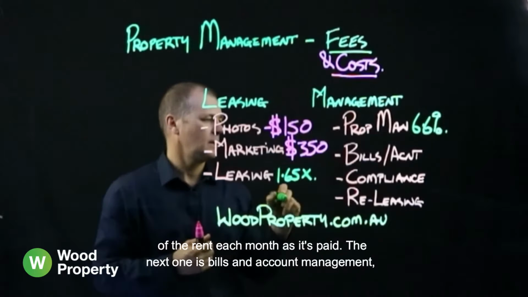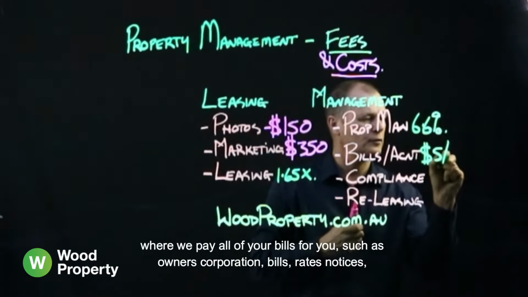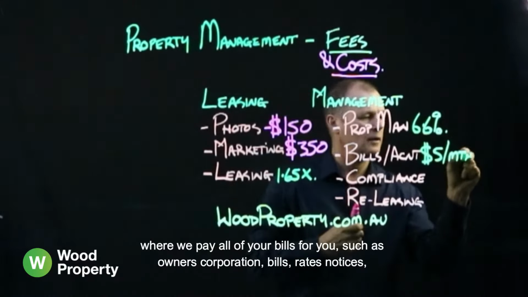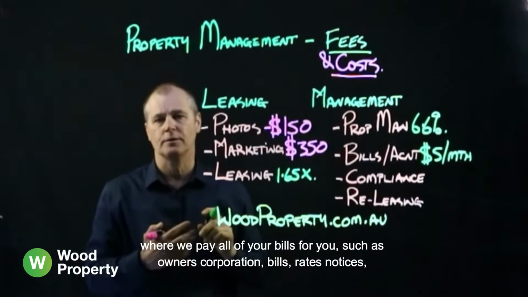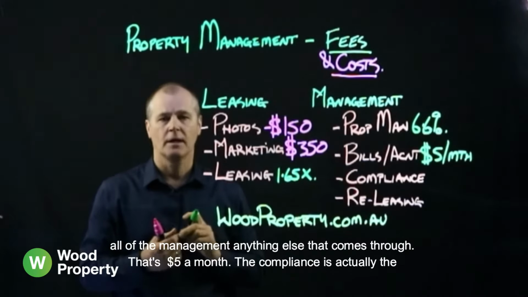The next one is bills and account management, where we pay all of your bills for you, such as owner's corporation bills, rates, notices, all of the management, anything else that comes through, and that's $5 a month.